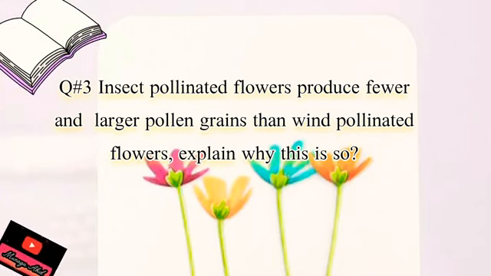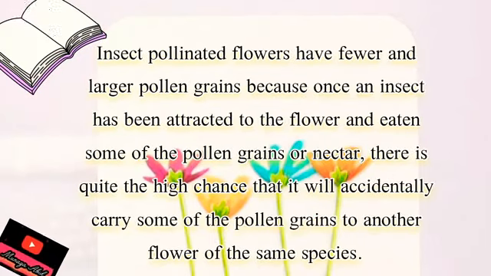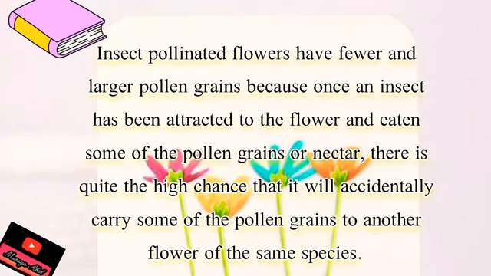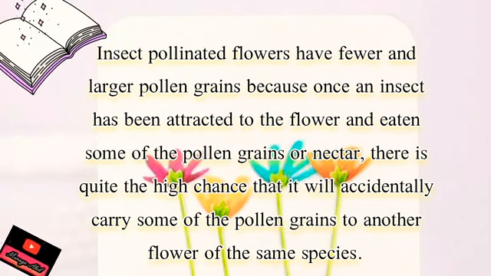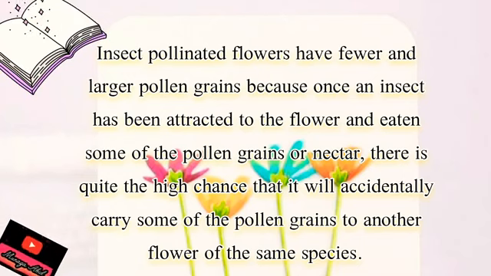Explain why this is so. So, the answer is insect pollinated flowers have fewer and larger pollen grains because once an insect has been attracted to the flower and eaten some of the flower pollen grains or nectar, there is quite a high chance that it will accidentally carry some of the pollen grains to another flower of the same species. In this way, it will help in pollination.